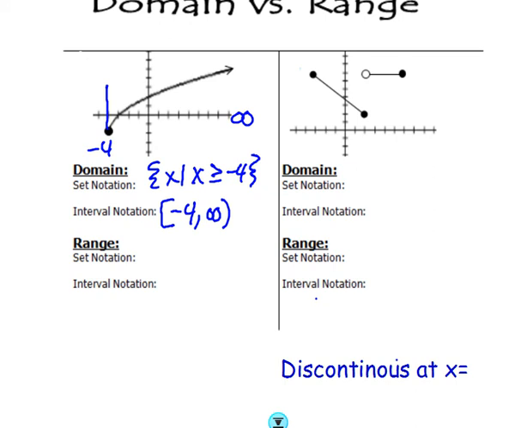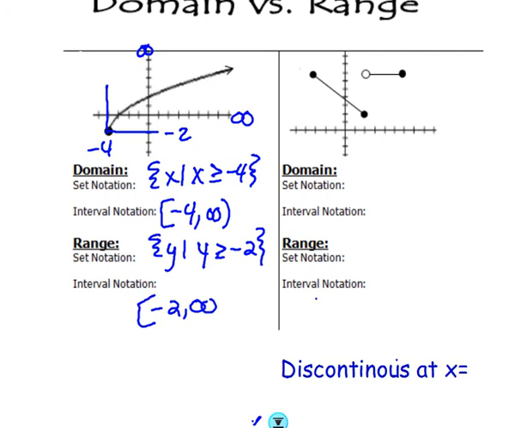Our range, we start at -2 when our graph is going up. So in set notation, y such that y is greater than or equal to -2, or -2 to infinity in interval notation. Include the -2, we're open into infinity. So I'm trying to show you a lot of different examples.